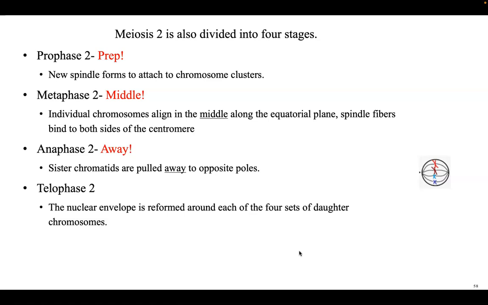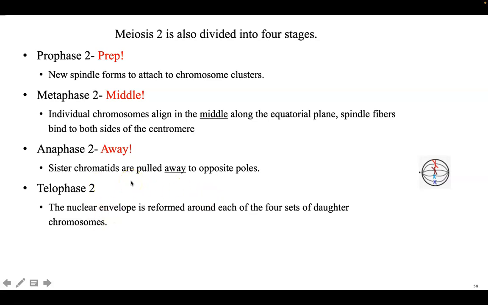Anaphase 2, we're thinking away. Our sister chromatids are pulled away to the opposite poles. You can see here, this chromatid will be pulled over here. This chromatid will be pulled over here. And in telophase 2, tell everyone we're about to split.